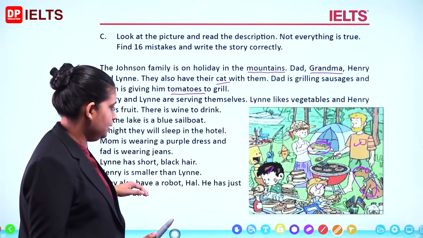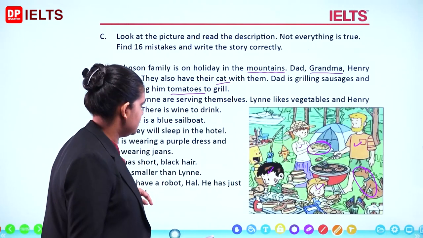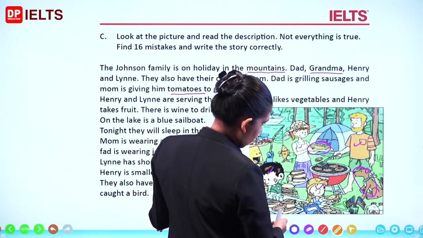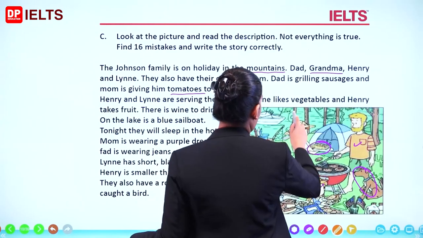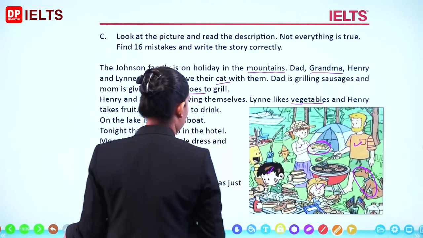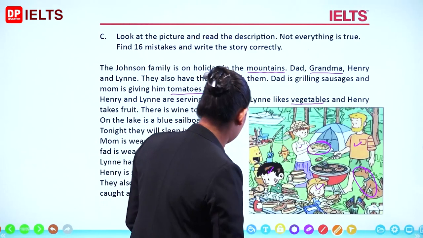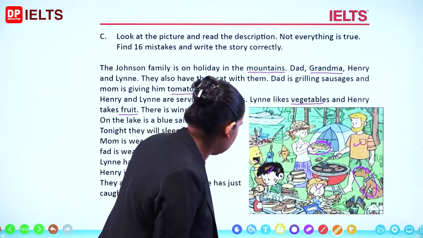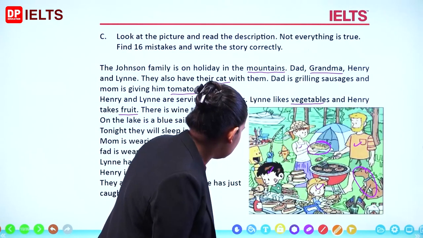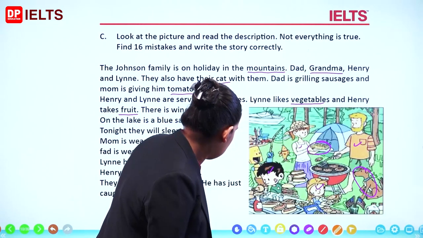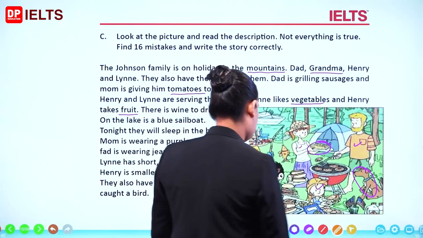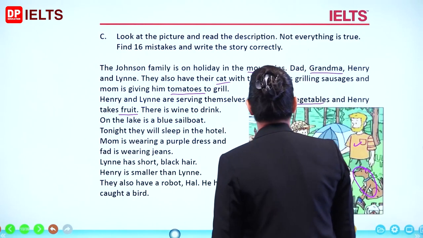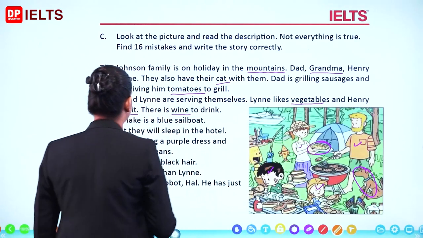Henry and Lynn are serving themselves. Lynn likes vegetables. I don't think she really likes vegetables, but okay. And Henry takes fruit. Does he take any fruit? No. There is wine to drink. Let me see what's there to drink. Not really. Okay. What is there to drink?